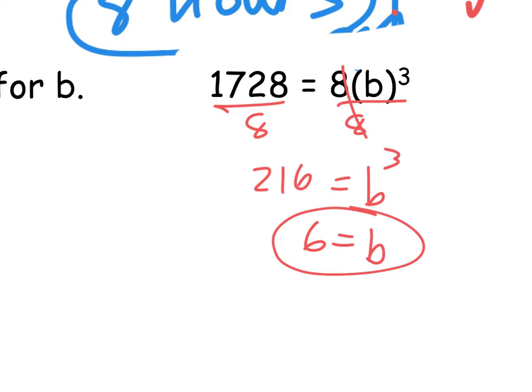So this is kind of just a guess and check thing when you're dealing with these types of problems a little bit. So b equals 6. If you cube 6, you're going to get 216, and we're good to go. Let's move on to the next one.